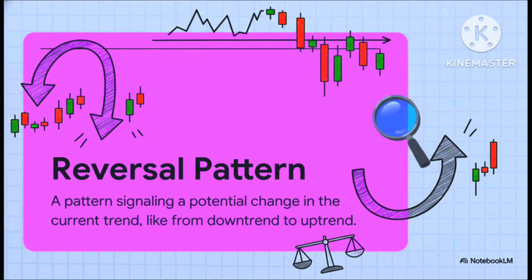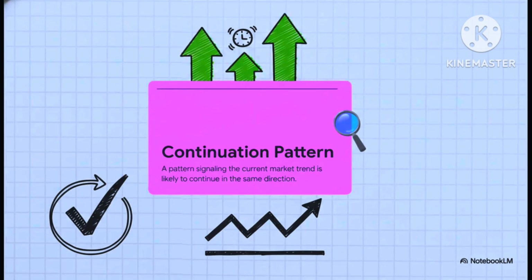First up, you've got what are called reversal patterns. Now, these are the big ones. These are the patterns that scream, hey, pay attention, this trend might be running out of gas and could be about to turn around completely. And then, on the flip side, you have continuation patterns. These are a little different. They suggest the market is just taking a quick breather, a little pause before the trend that's already happening keeps right on going. It's more of a confirmation signal.